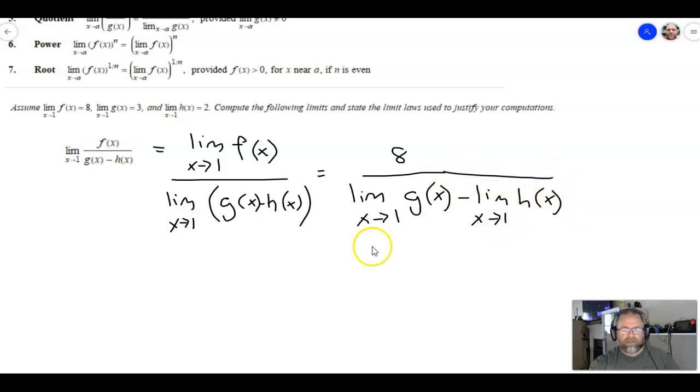All right, so now it looks like this. Now I know what this limit is because it defines it there. I know what this limit is. It defines it there. So finally I'm going to have 8 over 3 minus 2, which is equal to 8 over 1, which is equal to 8. And that would be my answer for this problem right here.